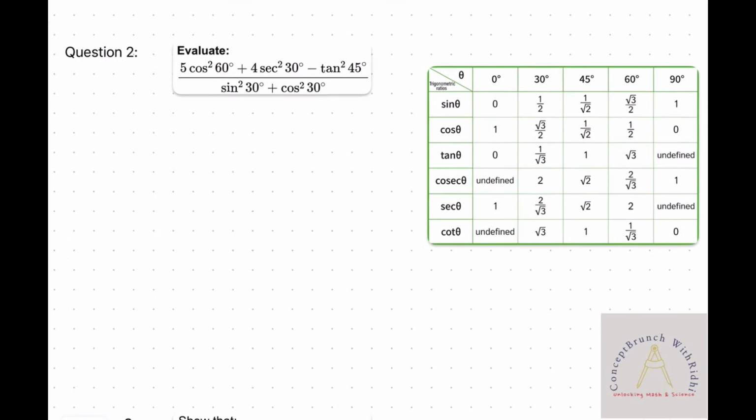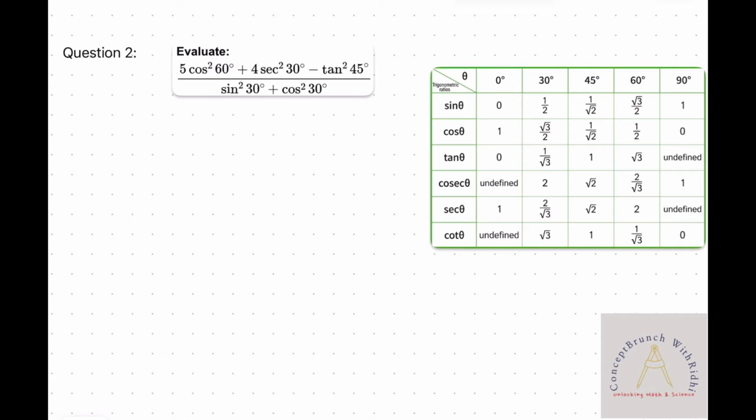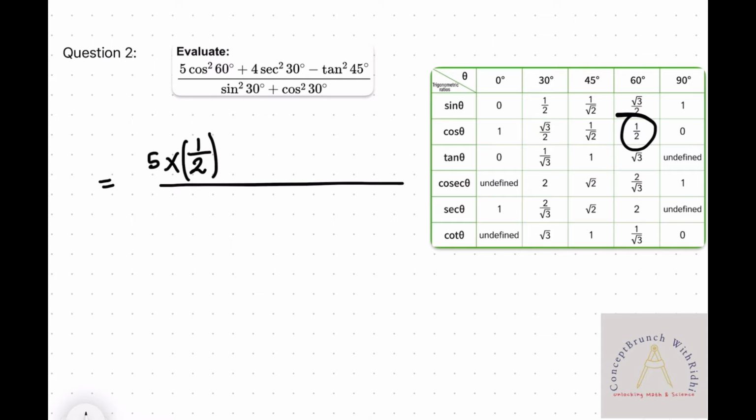This is our next question. In this question we have to find out these values. Okay, so let's evaluate it. Over here, 5 times cos 60. So cos 60 is 1 by 2, whole square. Plus 4 times secant 30, which is 2 over root 3. So 2 over root 3 whole square, because the square is here. Minus tan 45 is 1, so 1 square.